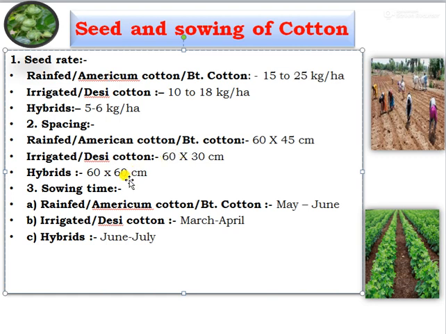Among all the species, hybrids require the highest seed rate as well as spacing. This is due to the more number of branches or vigorous growth of the plant, hence it occupies more space than the American or desi cotton. Then sowing time: rain-fed or BT or American cotton is sown in the month of May to June, irrigated or desi cotton in the month of March and April, and hybrids in June to July.